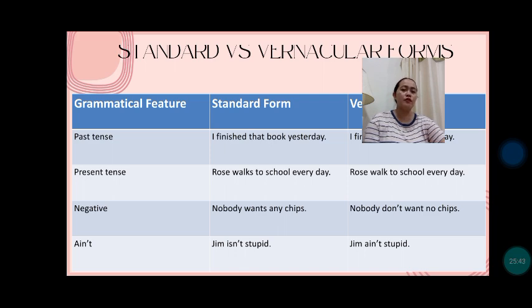Another example is the standard form, "Jim isn't stupid." Then in vernacular, "Jim ain't stupid." So these grammatical differences are not random. They are systematic and often linked to social class.